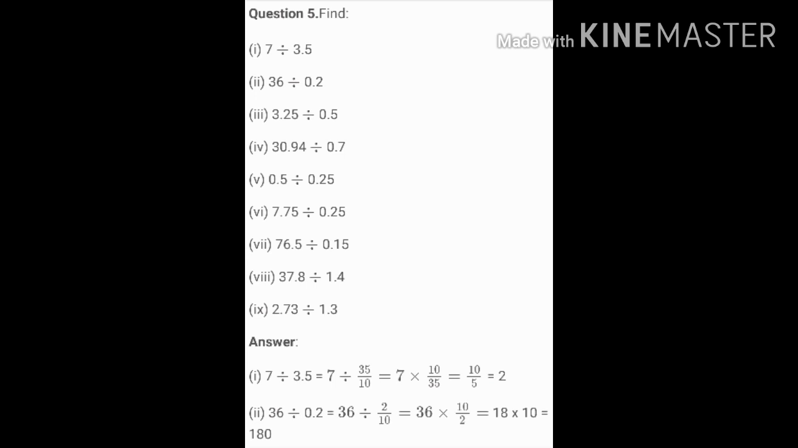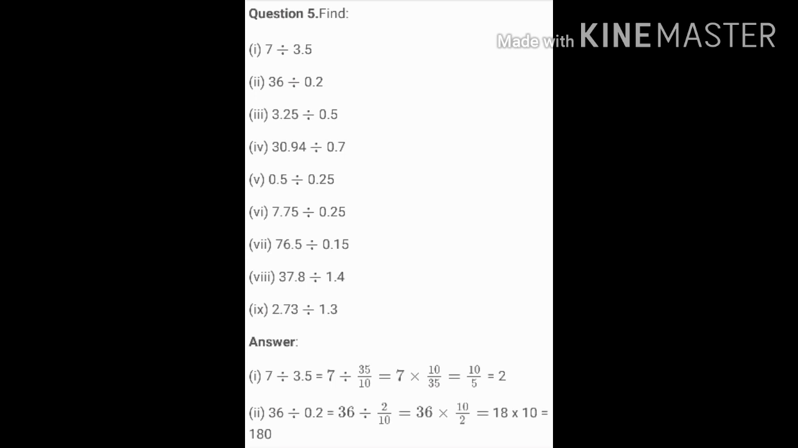Now question number 5. Here first number is whole number and the second number, that is the divisor, is decimal number. So the dividend is 7 and divisor is 3.5. Let's see. 7 divided by 3.5 has been changed to a fraction, that is 35 upon 10. And then in the next step, 7 multiplied by 10 upon 35. So the right hand side has been reciprocated. The 10 has gone to the numerator and 35 has gone to the denominator. Then we got 10 upon 5 and the final answer is 2.